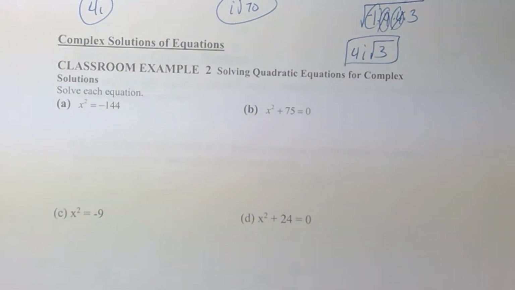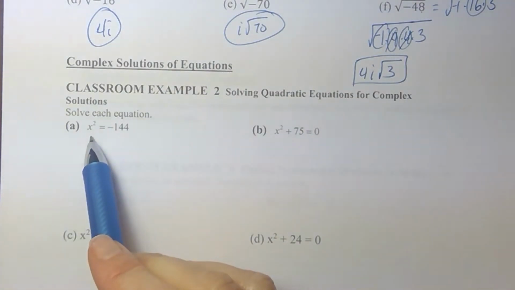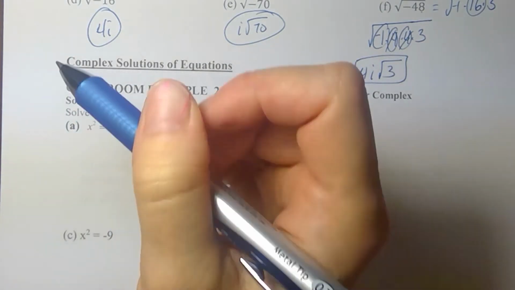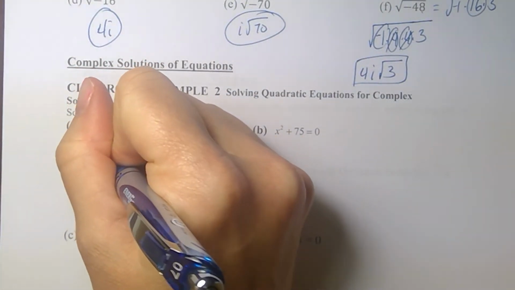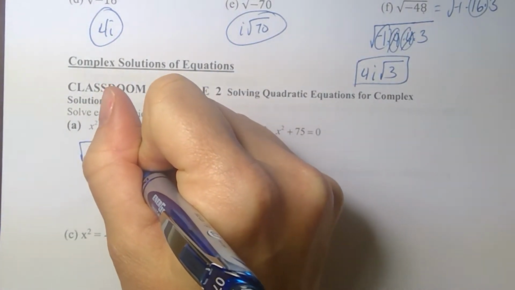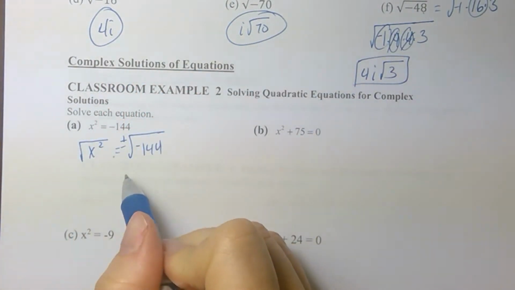Now let's solve some equations with these imaginary numbers. We've got x squared equals negative 144. Well, how do we solve this square? We take the square root of both sides. When we take the square root, we consider plus or minus because we don't know if that x started out as positive or negative. So when I take the square root of both sides, I always consider plus or minus.